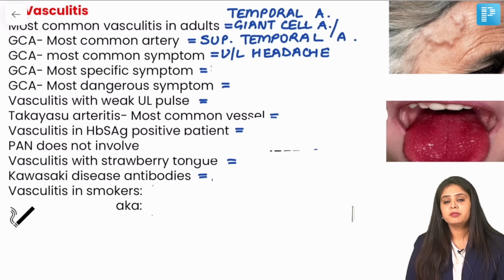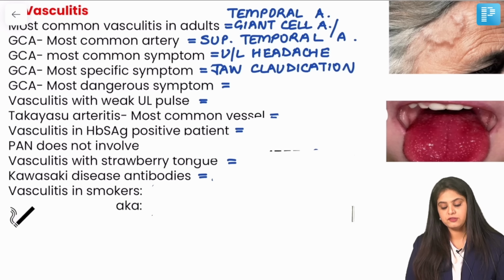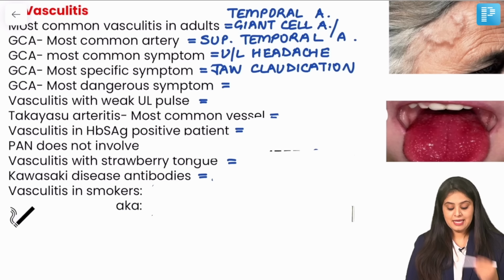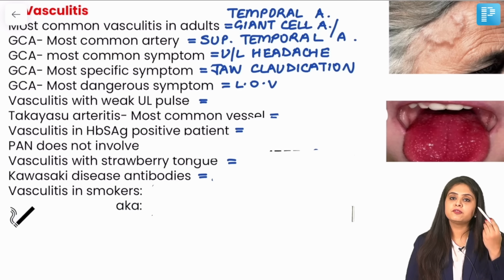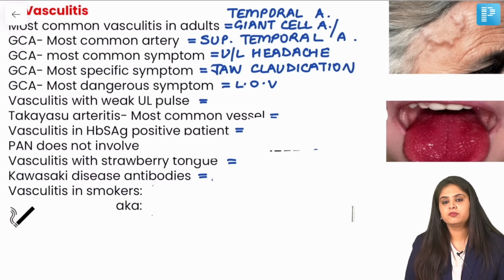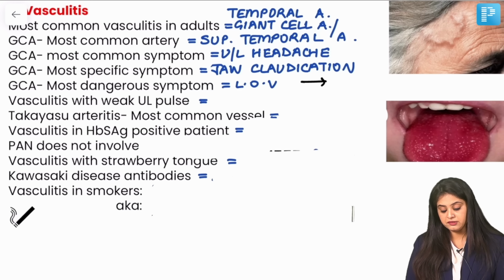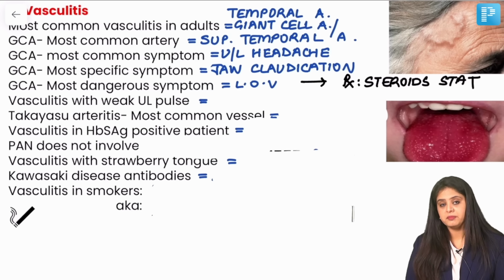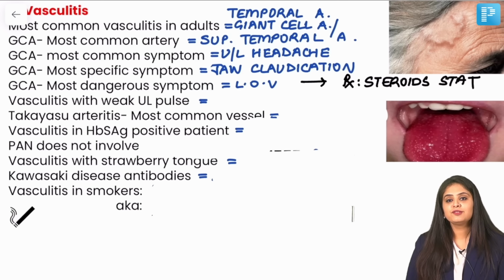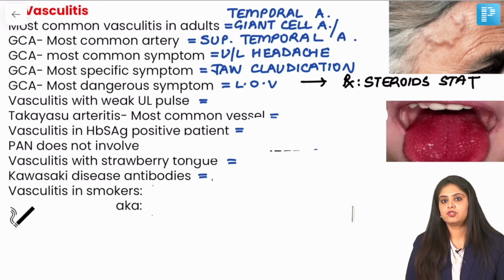That's the most common. But the most specific symptom, if asked to you, is going to be pain in the jaw. And the most dangerous symptom, if asked to you, of course, blindness. Dangerous, nothing can be more dangerous than sudden loss of vision. And that is why I'm very scared of this. Thus, the treatment of this is never wait and watch. The treatment is always to start the patient on steroids ASAP. Reason being that I don't want to wait for loss of vision to occur, right? So never wait and watch in this patient.